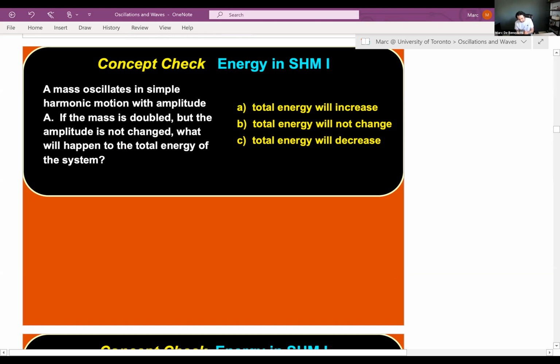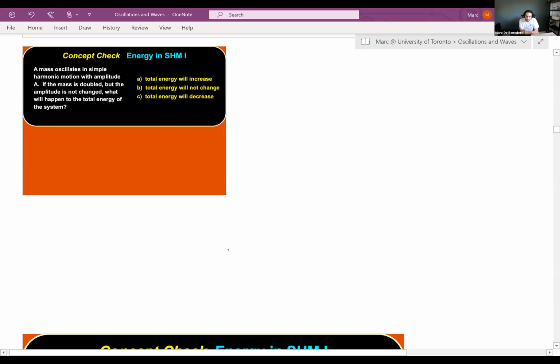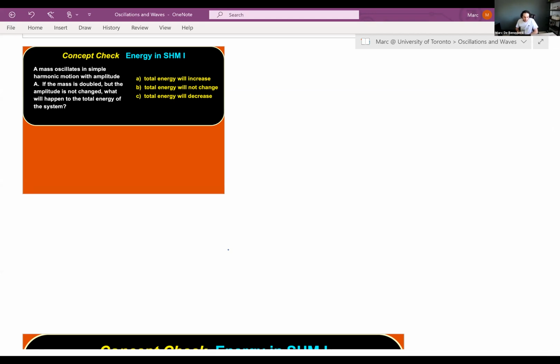So I'm going to relaunch the poll. And here's the question. Let me shrink it so you can see the question. A mass oscillates in simple harmonic motion with a known amplitude of A. If the mass is then doubled, but the amplitude is unchanged, what will happen to the total energy of the system? A, total energy will increase. B, total energy will not change. C, total energy will decrease.